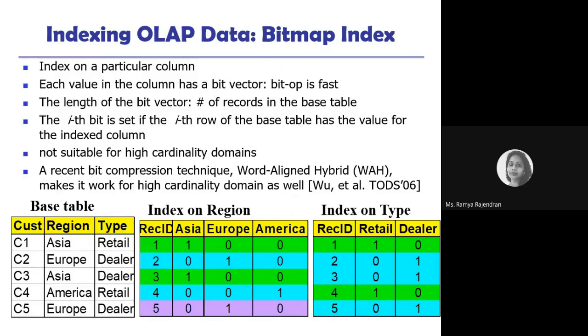Here we call that a bit vector. The length of the bit vector is equal to the number of records we have. We have 5 records, so we have indexing of 5. We'll be indexing based on the records that we have here.